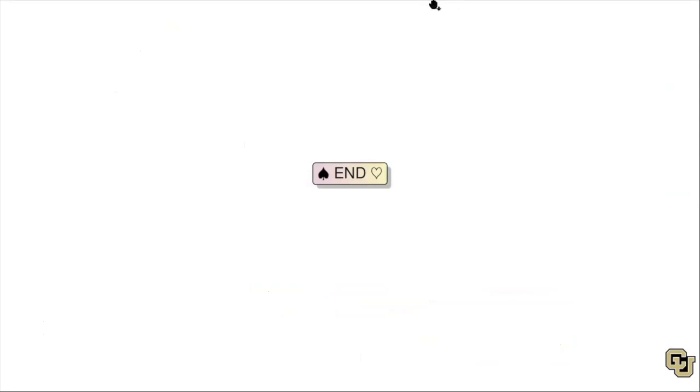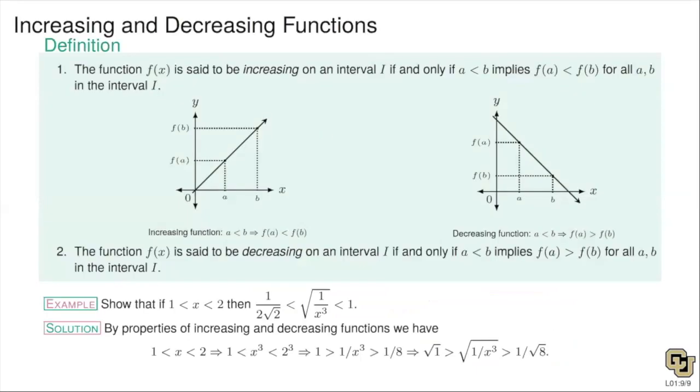Professor, I have a question. Yeah, go ahead. How were the two statements from before equivalent? I don't really get it. Which two statements? The 1 over 2 square root of 2 and the result that we got.